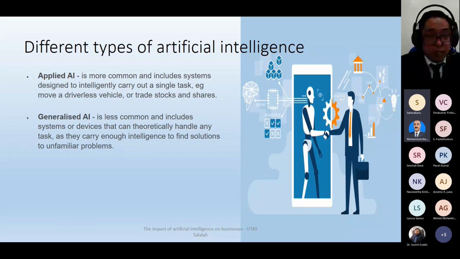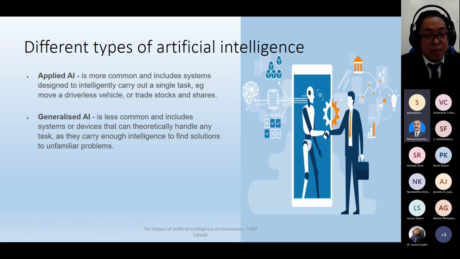The other branch of AI is generalized AI. This is less common and includes systems or devices that can theoretically handle any task, as they carry enough intelligence to find solutions to unfamiliar problems. With this, we call it strong AI. For example, strong AI doesn't currently exist at the moment, because this technology is still in the early stages of development.